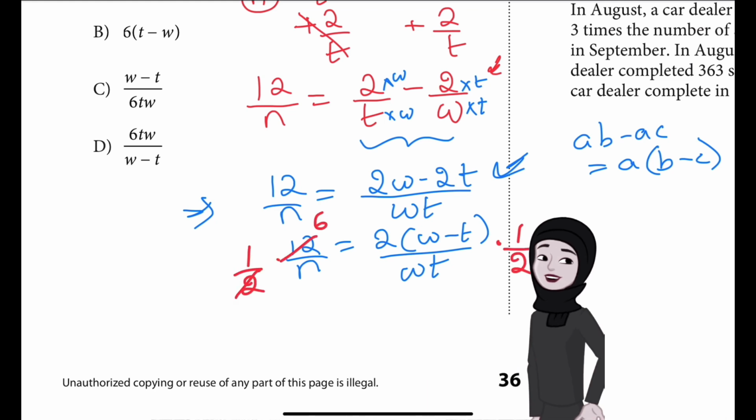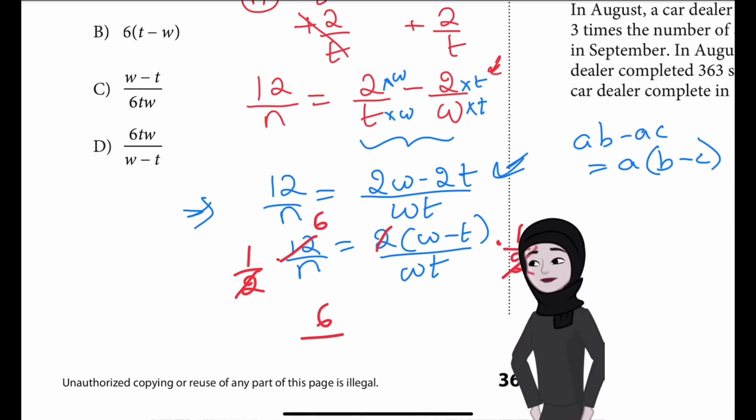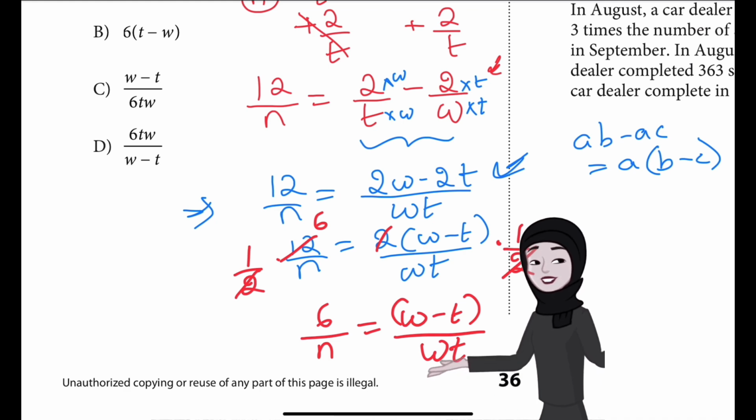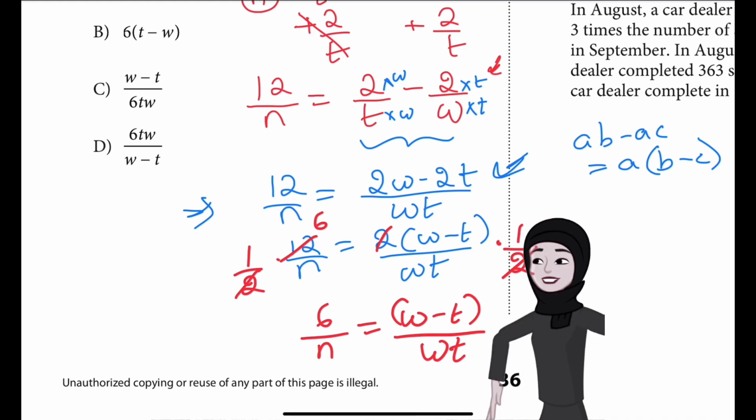So there are many ways of simplifying. Another thing is we can just divide both sides of the equation by 2. So that leads to further simplification. So you'll have 6 divided by n is equal to w minus t divided by wt.